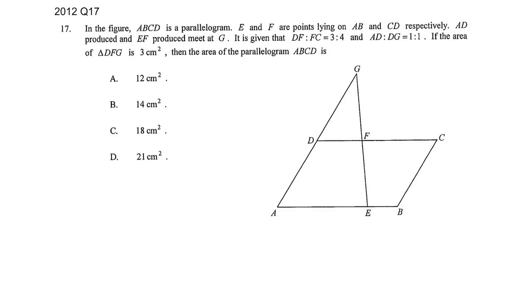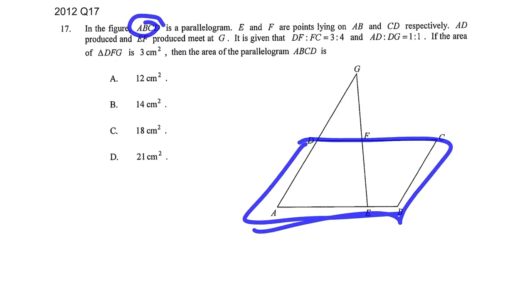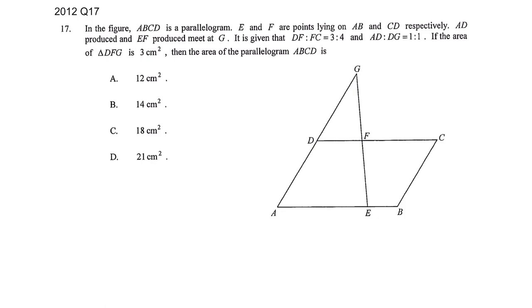Anyways, here what do we see? We see that ABCD is a parallelogram. Okay, good. Oh, there's an important information here. DF to FC is 3 to 4, and AD to DG is 1 to 1. What does that mean? It's just the ratios, it's not the actual values. It's the most simplified version of ratio.